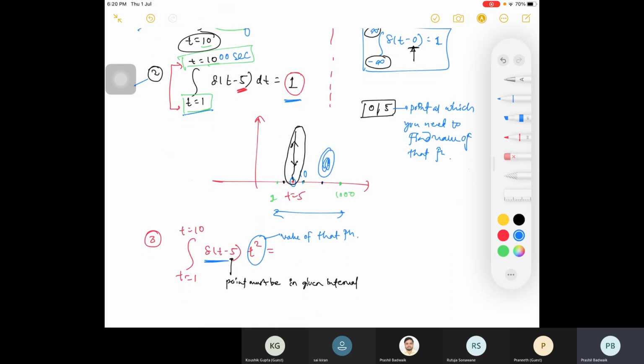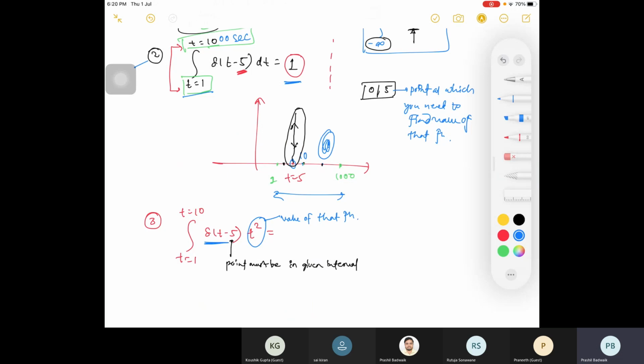Now the second case is what? The point at which you need to find out the value of your function. What is your function here? That is t square, right? And you need to find the value of t square at point 5. So what will you do at that time? You substitute the value at which, or I'll say the point at which, you need to find out the value. You need to substitute that value, right?